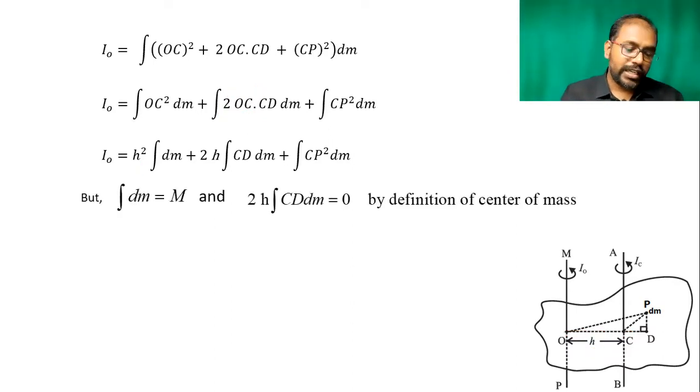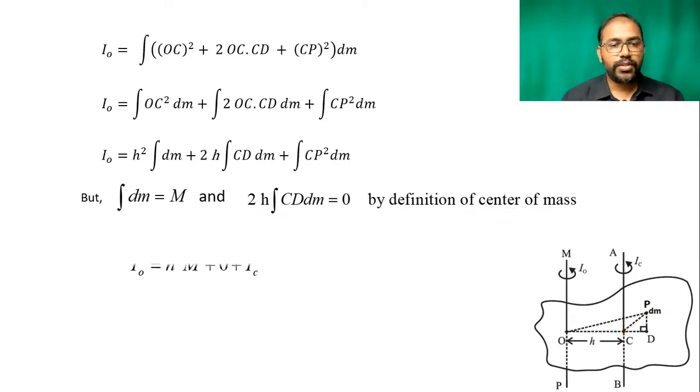Now you know that dm is the mass of a single element, and if we add all the elements we get the total mass. So the integration of dm is the total mass M. Then 2H times the integration of CD dm comes to 0 by the definition of the center of mass. All the mass of the body is considered concentrated at point C, so the point D does not exist here. So CD does not exist, meaning it is 0.